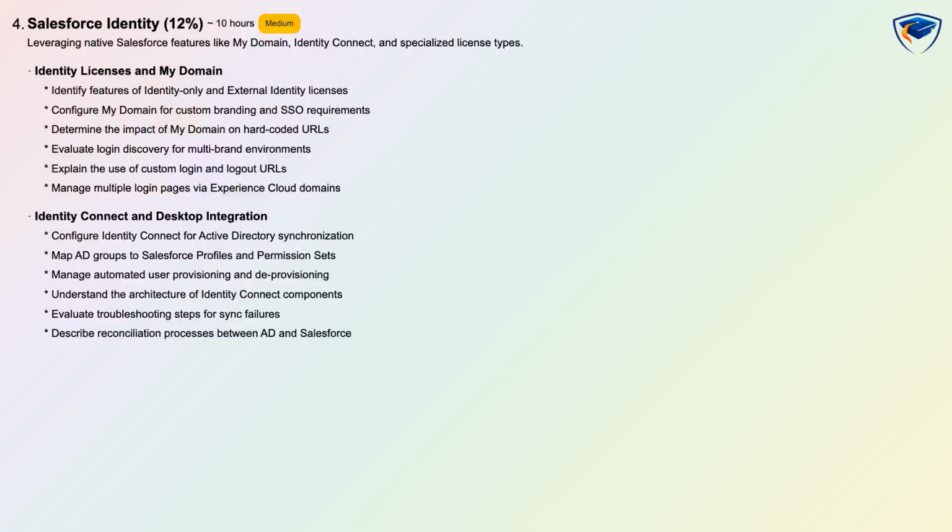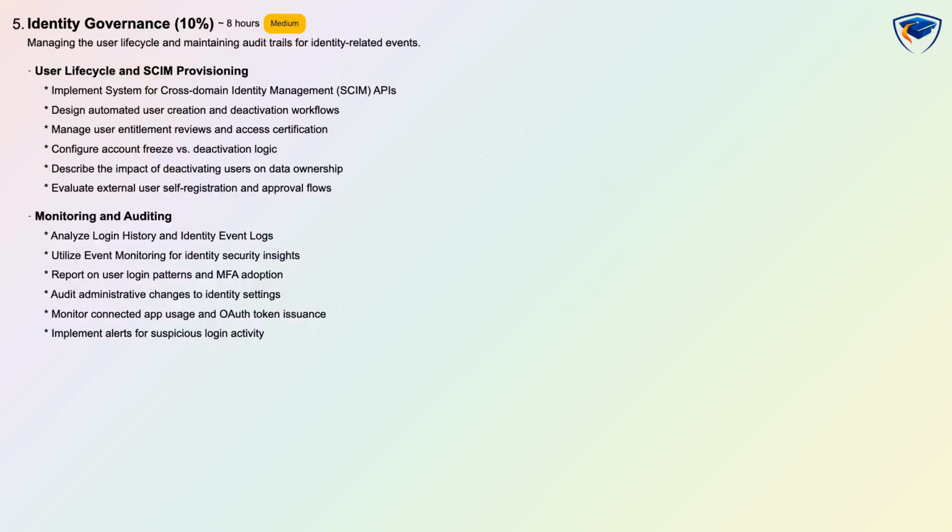Identity Governance covers the user life cycle and maintaining audit trails for identity events and access reviews. You will implement SIM for automated provisioning, design user creation and deactivation workflows, and set up entitlement reviews and access certification processes.